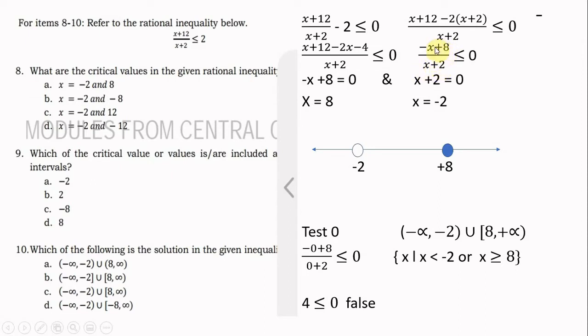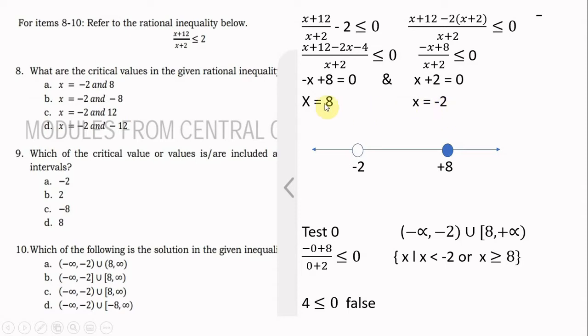Now afterwards, we will equate the numerator to 0 and equate the denominator to 0. So here, negative x plus 8 is equal to 0. So we could transpose x to the right side. That becomes positive x. Then 8 remains positive 8. By symmetric property of equality, that's x equal to 8. And if we equate the denominator to 0, x plus 2 equal to 0, then x is equal to negative 2, transpose. Now, our critical values of x are positive 8 and negative 2.